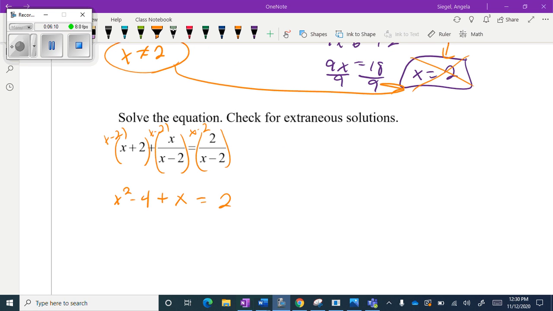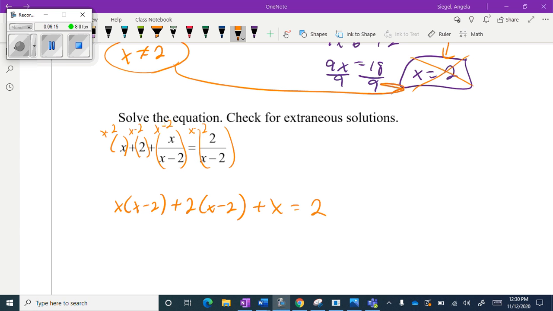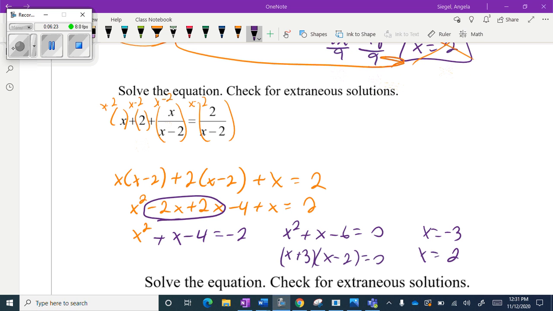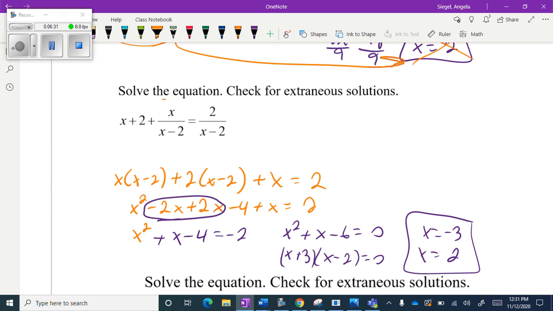Okay, so this is what your first step should look like. Sorry guys, I wrote that down wrong again. This is what your first step should look like. So from here on out, I'm just going to clean it up and see what happens. Okay, so you should have gotten x equals -3 and x equals 2. So I'm going to plug both of these in here. I have a little space up here, so I'll actually show my work on this, and we'll find out if either of them or both of them are extraneous.